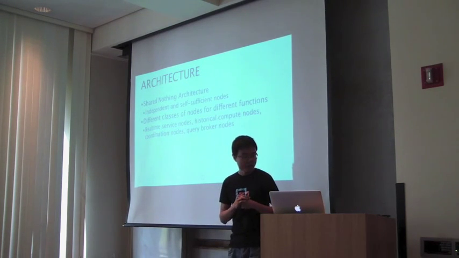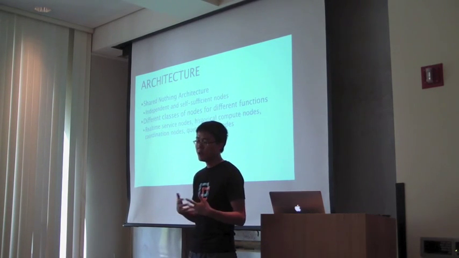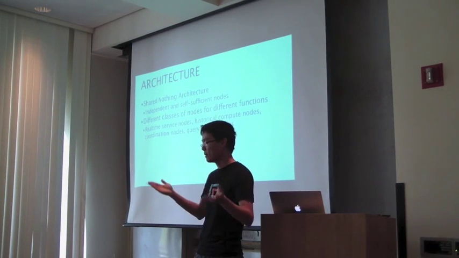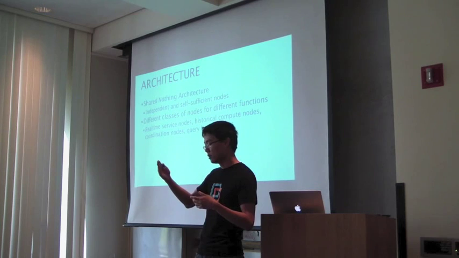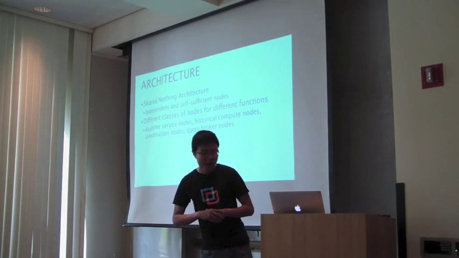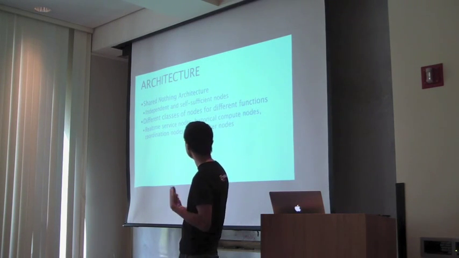We have historical compute nodes, and what historical compute nodes do is they load data that's not considered recent, and this data might be anything that's older than 1 hour to some point in the past. For very recent data, we have a different type of node called real-time nodes.